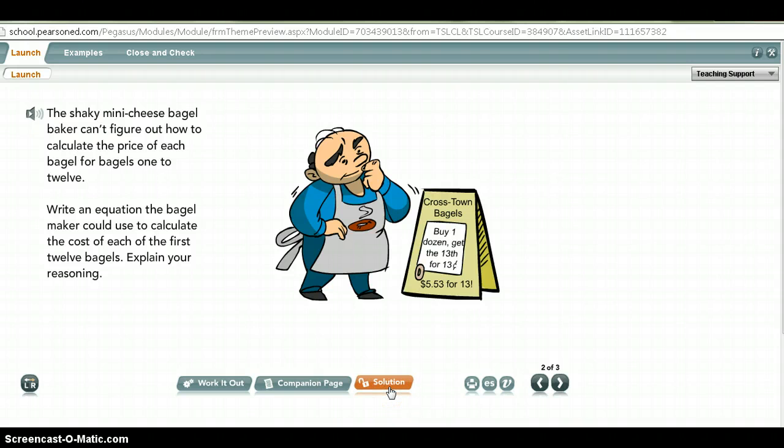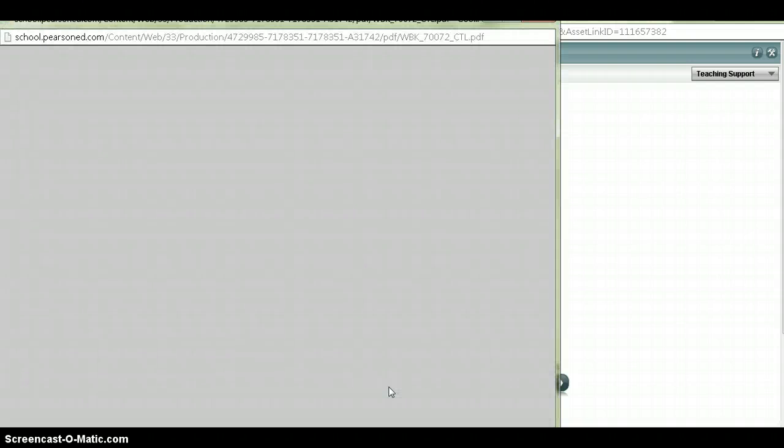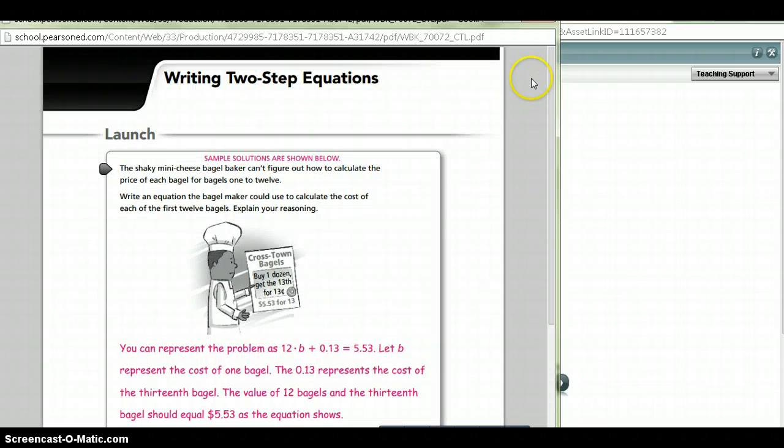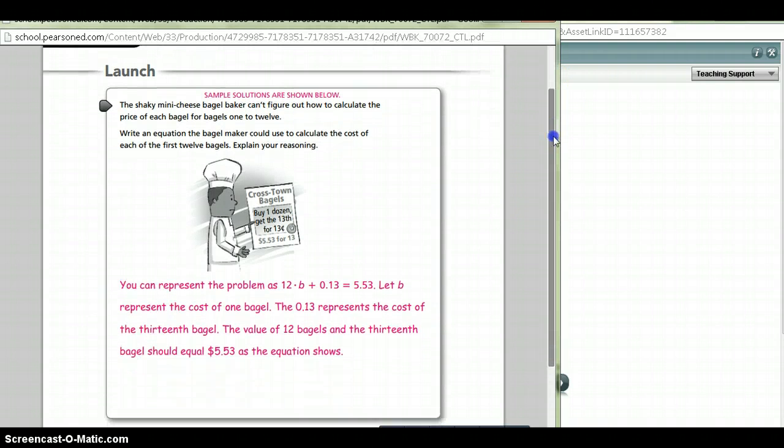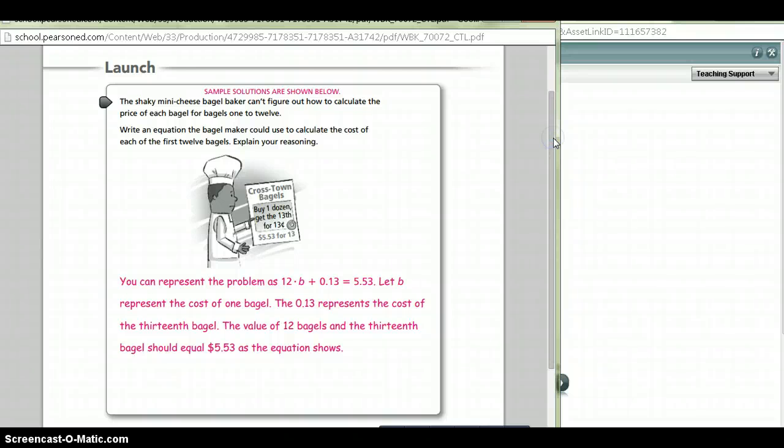Hi ladies and gentlemen, thank you for coming back. I'm going to go ahead and pull up the solution page so we compare what you wrote versus what they came up with. It says you can represent the problem as 12 times b plus 0.13 or 13/100ths, which will equal 5.53, letting b represent the cost of one bagel. The 13 cents represents the cost of the 13th bagel, and the value of 12 bagels and the 13th bagel should equal $5.53 as the equation shows.